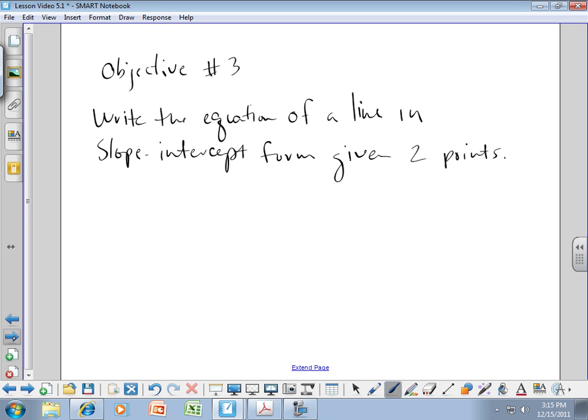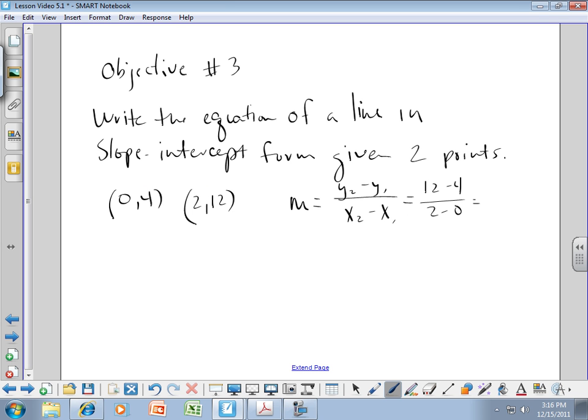Objective number 3 says write the equation of a line in slope-intercept form given 2 points. And these 2 points are not necessarily going to be on a graph. Maybe they are the points 0, 4 and 2, 12. Okay? Well, what are we going to do first? Well, you're going to find the slope first. You're going to use the formula we just used a second ago. y2 minus y1. Well, how about 12 minus 4? x2 minus x1. 2 minus 0. What's 12 minus 4? 8. What's 2 minus 0? 2. Reduce that, and we find our slope is 4, isn't it?